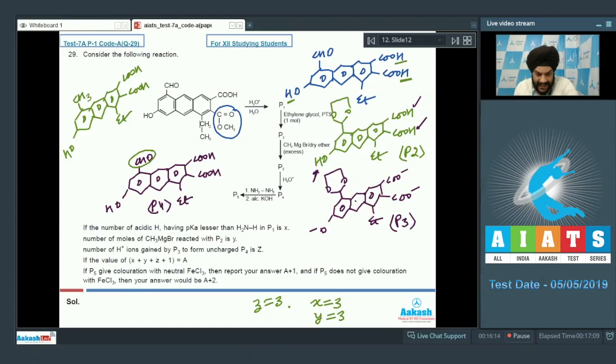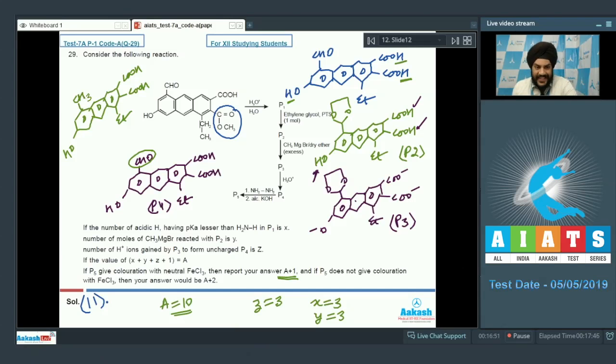And if you look at the fourth statement, it says that the value of X plus Y plus Z plus 1 is equal to A. So we can clearly see that the value of A is equal to 10 up till now. Some further information is given to us. The next statement says, if P5 gives coloration with neutral FeCl3, then report your answer as A plus 1. So students, there is a phenolic group present in the product P5 and we have to mark the answer as A plus 1. The value of A was equal to 10 and we have to mark the value of A plus 1 as the correct answer to this question. So we have to mark 11 as the correct answer.